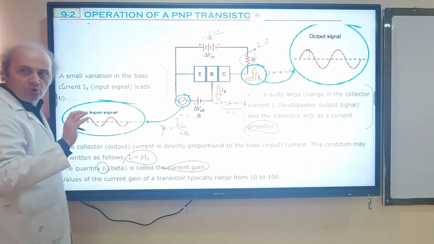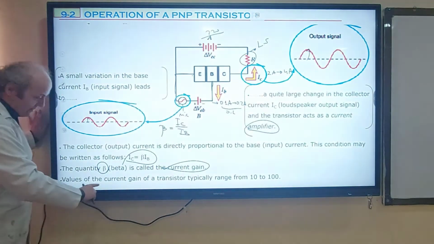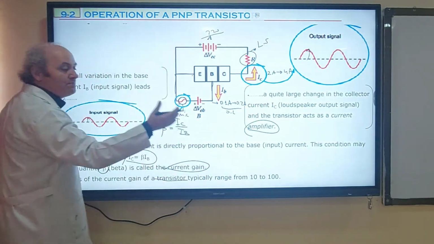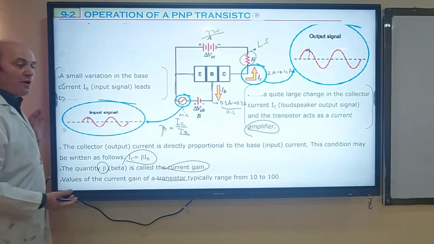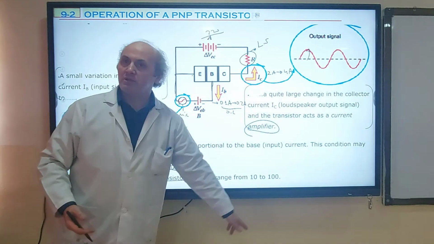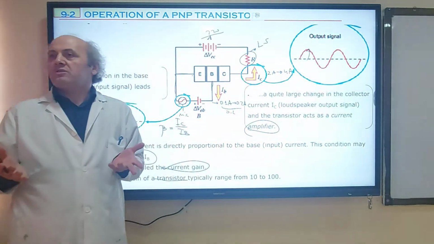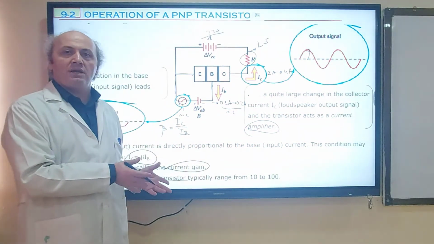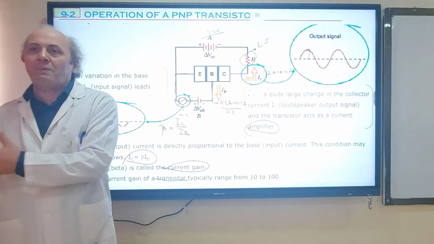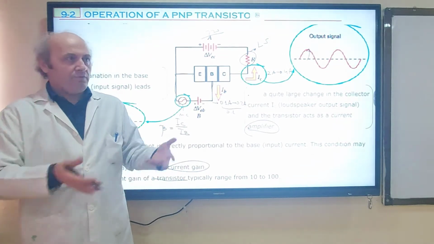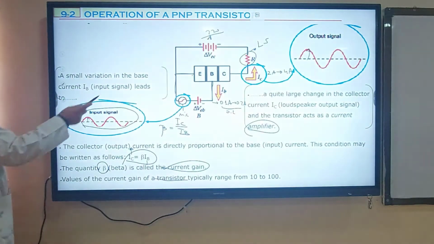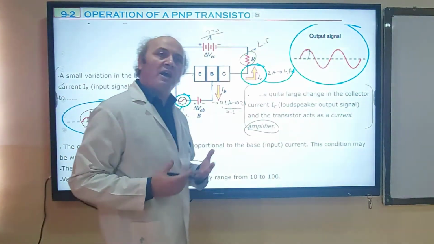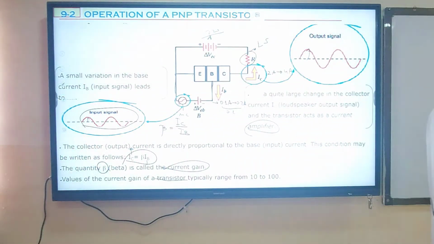10, 20, 30, and so on. Every transistor will have a current gain, from 10 to 1,000, say 100. A transistor can have a current gain of 10, 20, 30, 40, 50, depending on the purpose of use. Okay, this is how a transistor acts as a current amplifier.